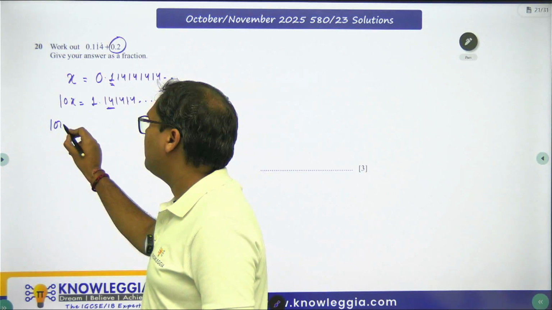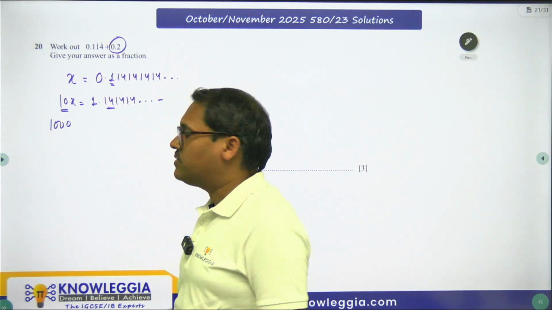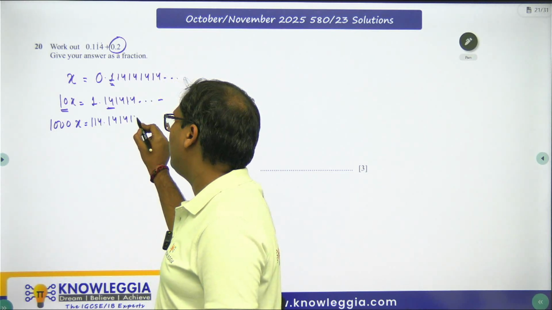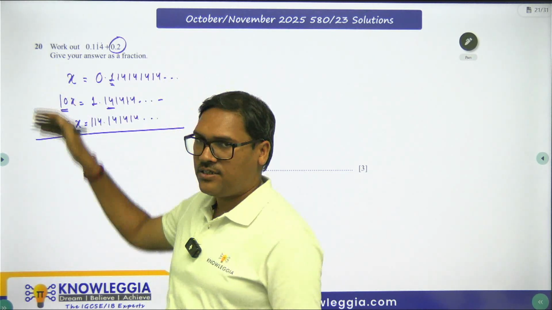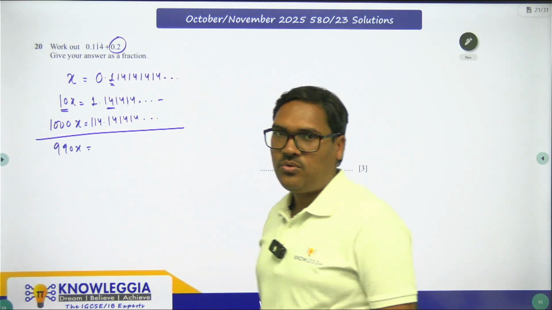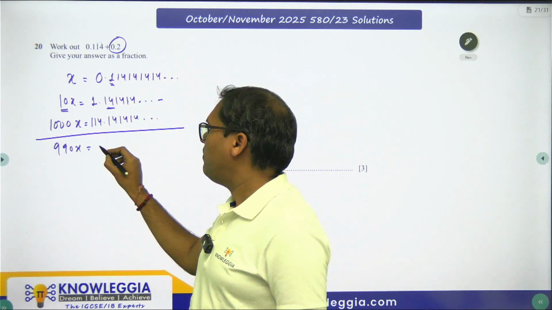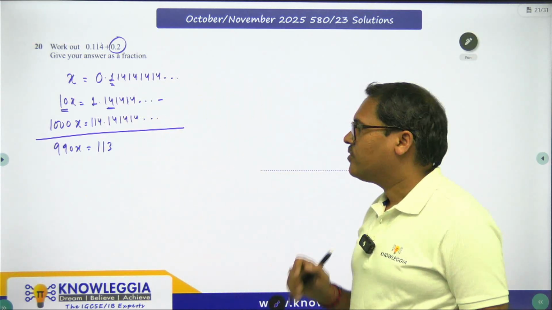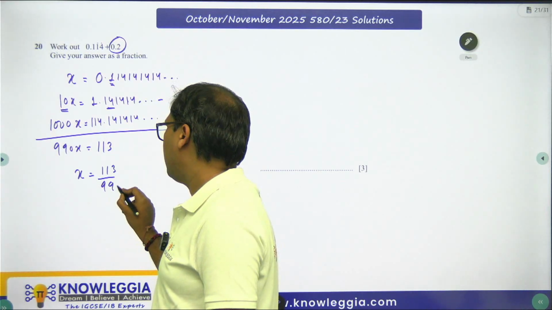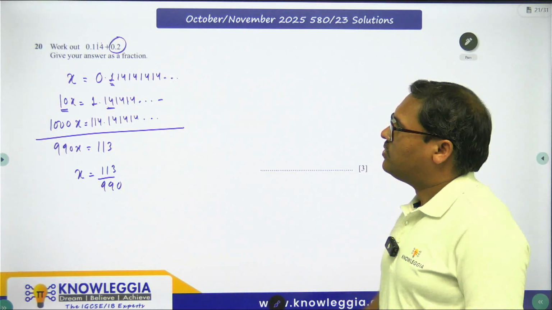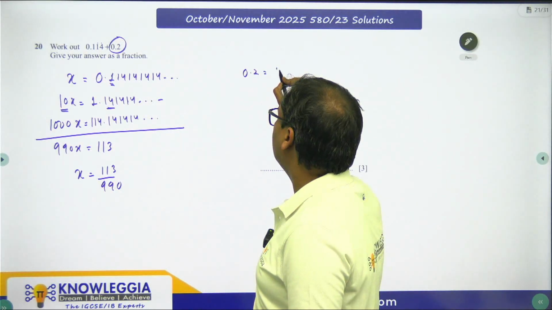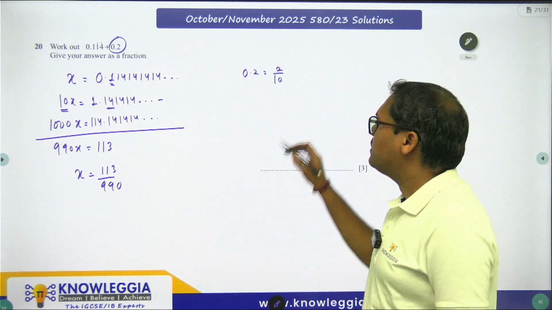So this is 100 multiplied with 10, that is 1000x. And this will become 114.141414. Now you can see I can subtract these two. So this is 1000 minus 10, that is 990x is equal to, now you can see this block will be cancelled and this will become 113, right? So what is x? x is equal to 113 divided by 990, right? Now we got this value. Now what is 0.2? 0.2, I can say this is 2 by 10, which is 1 by 5.